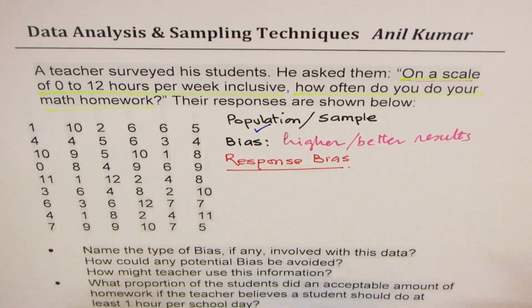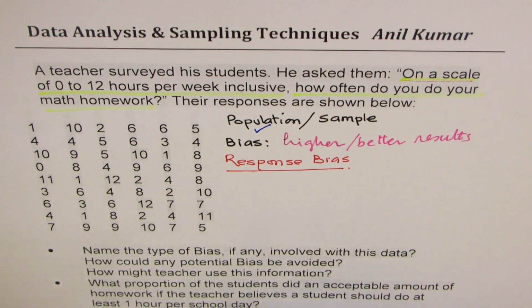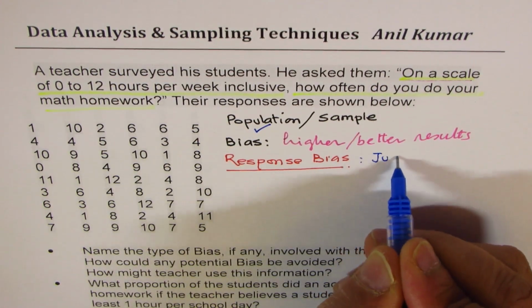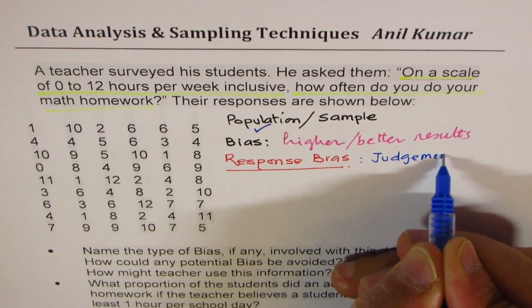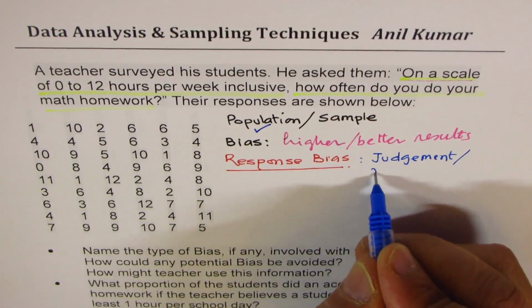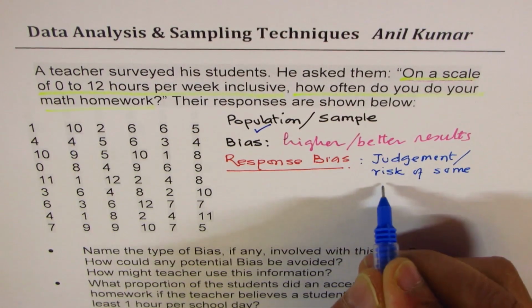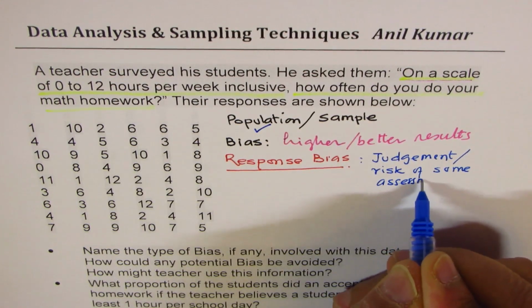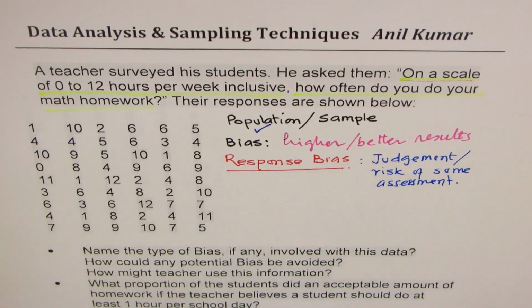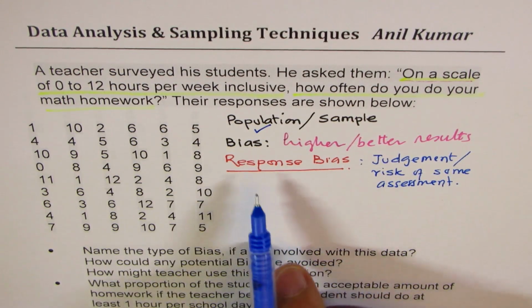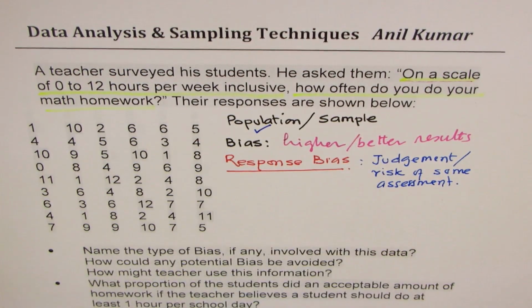Students themselves may think that based on this answer, the teacher may judge them, right? So whenever you see that there is a kind of judgment or a risk of some assessment, then people may not be frank enough to respond. So that leads to a response bias. Correct? So we have answered that portion.